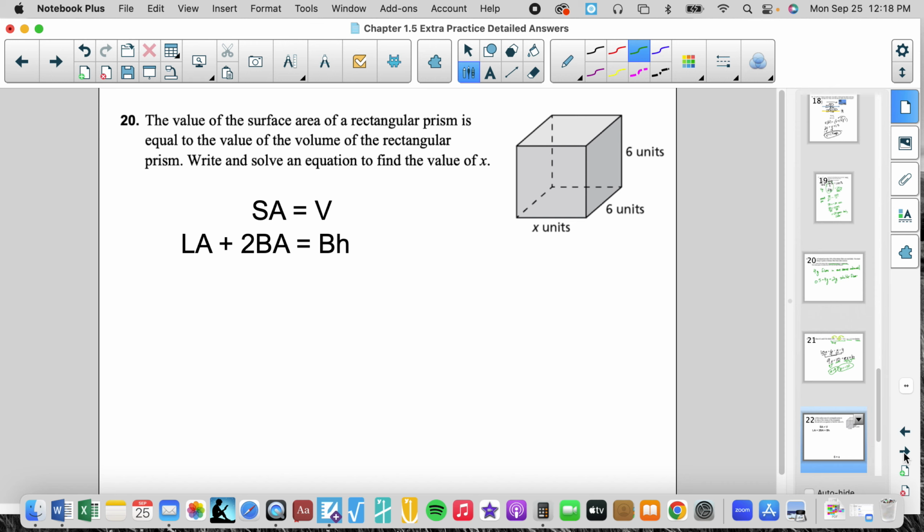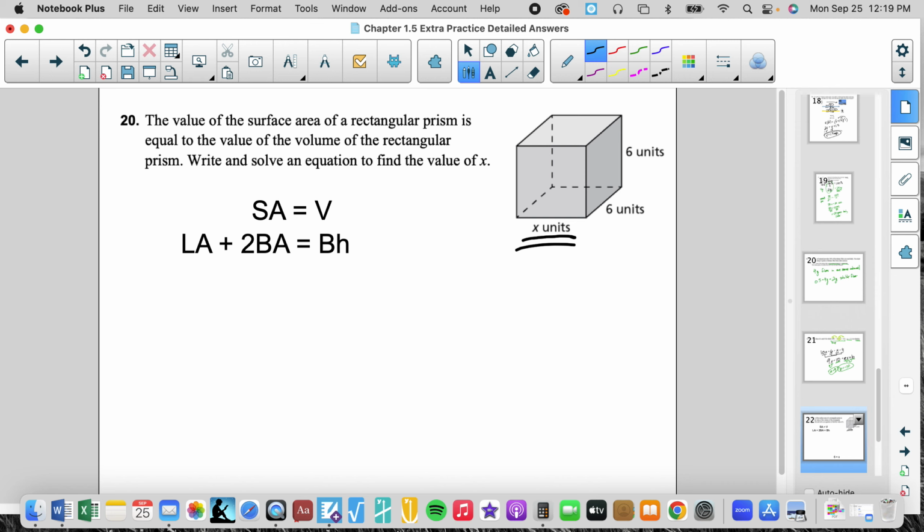All right, number 20. The value of the surface area of a rectangular prism is equal to the value of the volume of the rectangular prism. So surface area is going to be the external part, the outer skin, and volume is going to be the inside, all the guts. So the formula for surface area of a prism: we don't know if it's a cube because we don't know what that value is. It kind of looks like it, but we can't make that assumption with the given information.